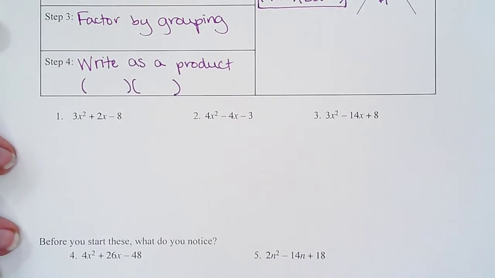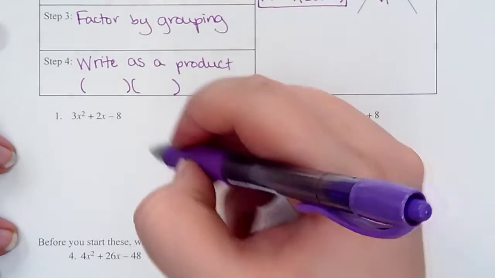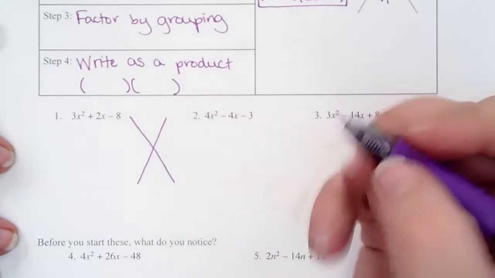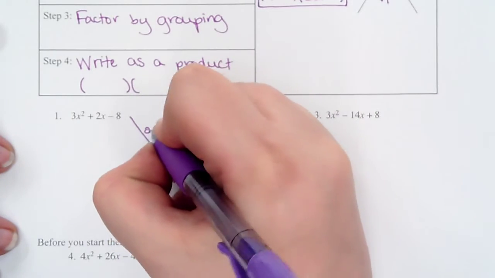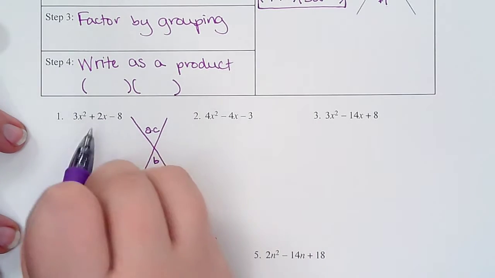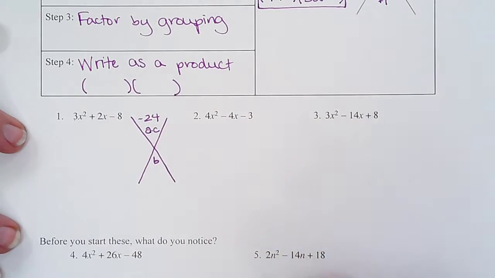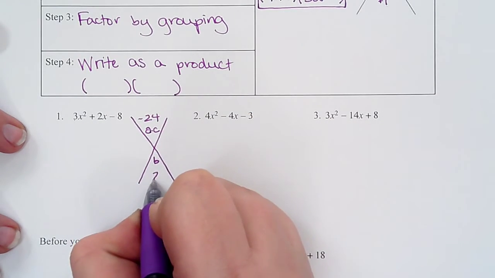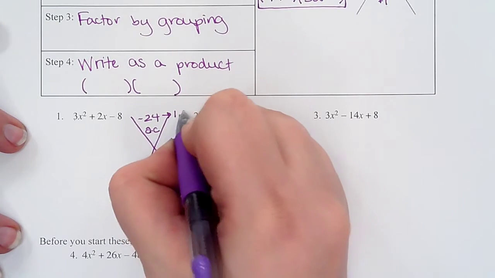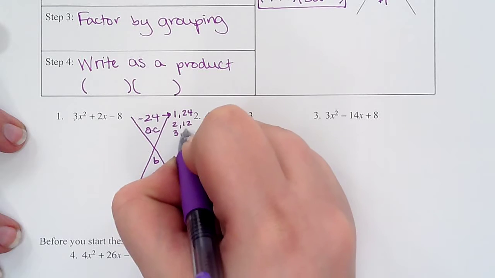If I do 3x squared plus 2x minus 8, it's already set equal to 0, so I can skip right to step 2 where I create my X puzzle. I'm going to say A times C on the top. A times C in this case is 3 times negative 8, or negative 24. B is just a positive 2. I'm going to quickly write out my factors of 24 as 1 and 24, 2 and 12, 3 and 8, 4 and 6.